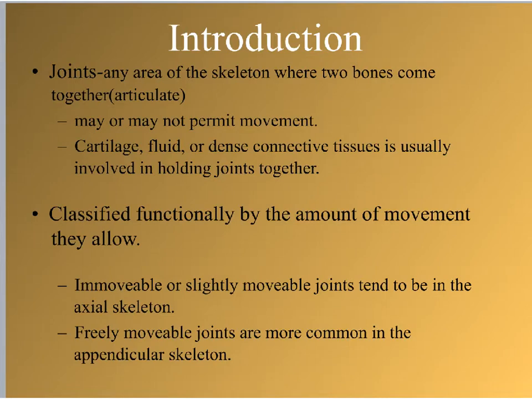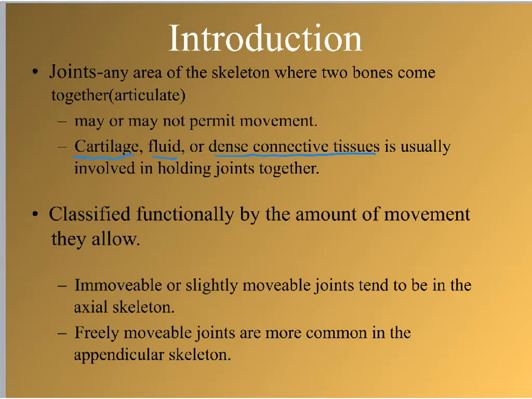So as I mentioned, a joint is anywhere where two bones come together or articulate. Some of them allow for movement, some of them do not. We're going to go through some examples of the movable ones and non-movable ones in a minute. What's holding the bones together is going to be cartilage, fluid, and/or dense connective tissue. Bones can't just sit next to each other and hope that they don't come apart. There's got to be some sort of other tissue holding those two bones together.